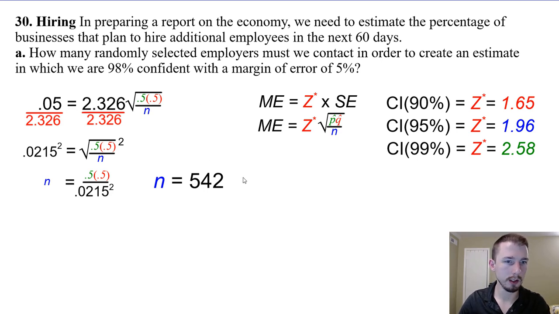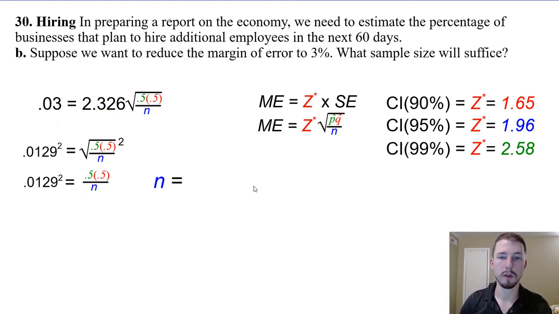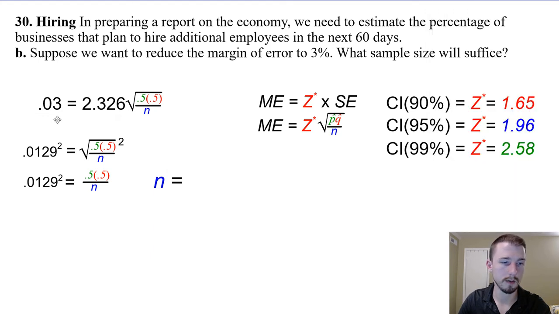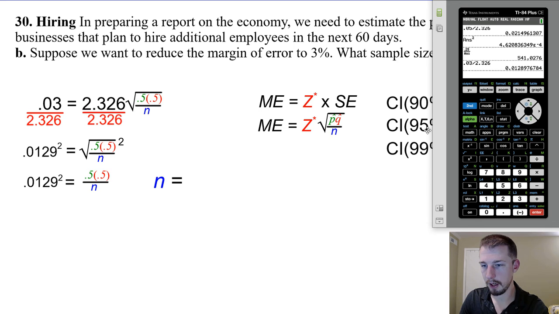All right, so I think that's all we have to do on that one. Okay, suppose we want to reduce the margin of error to 3%. All right, so same thing, but now it's 3%. Well, it's really the same math. We just have to start over, so 0.03 divided by the 2.326. Okay, so that's how I got this value. Just divided both by that. Then square it, so take that value and square it. And then switch those two.